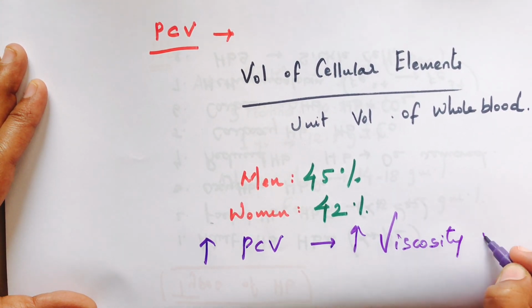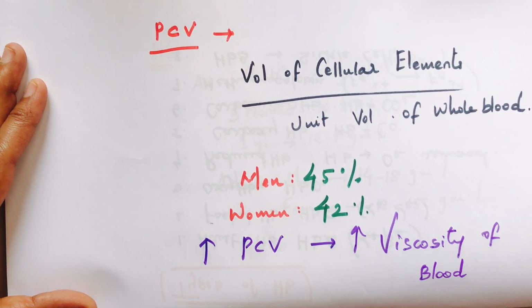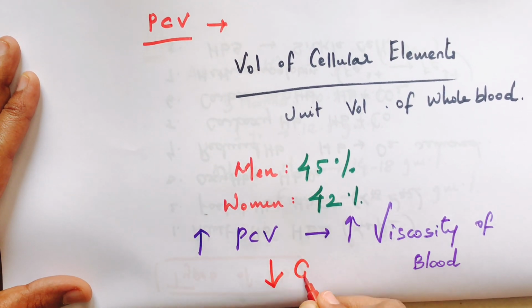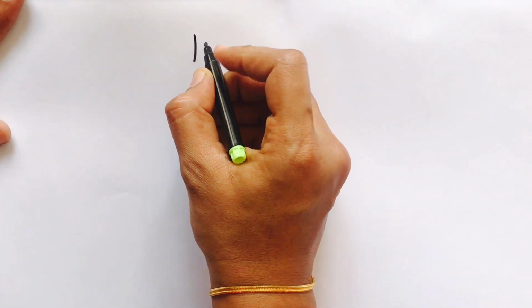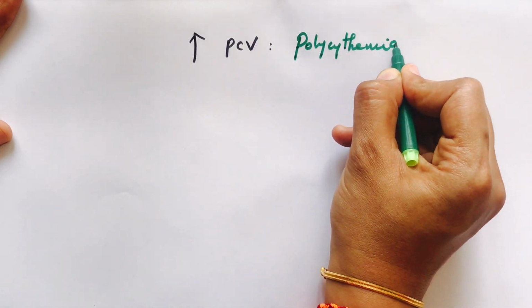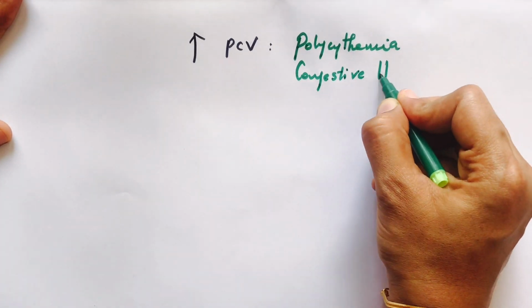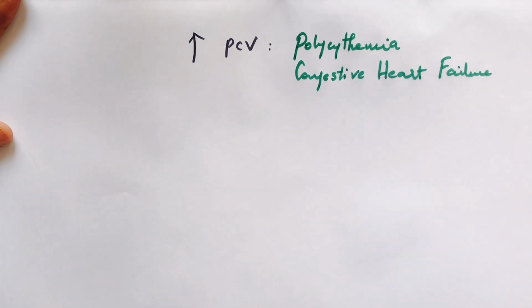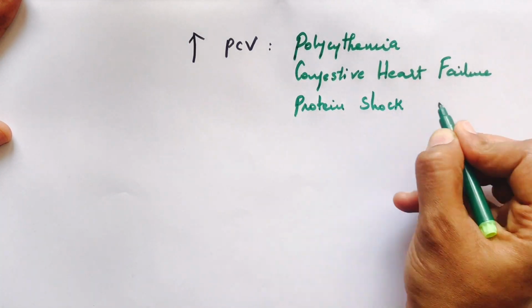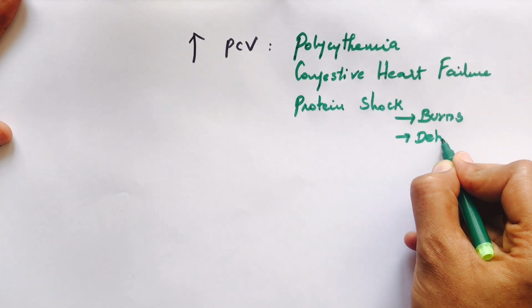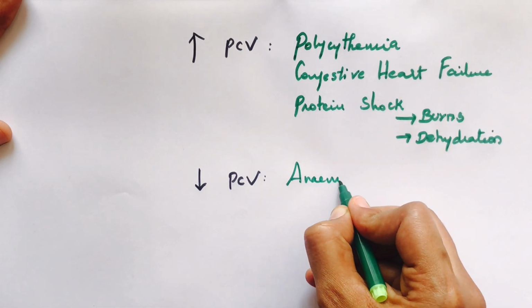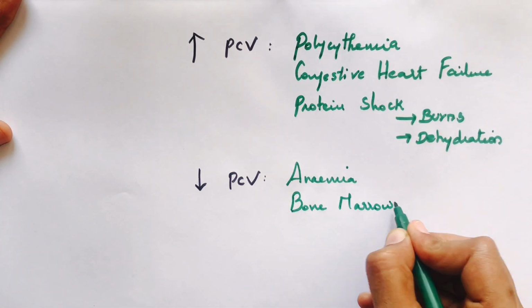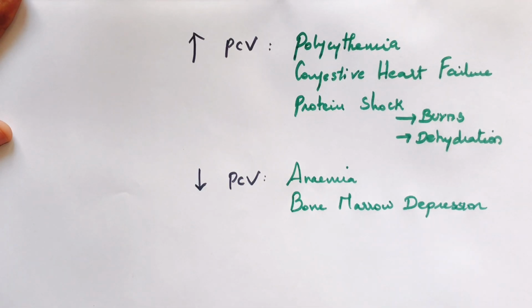So increase in packed cell volume increases the viscosity of blood, and what happens? Eventually there is decrease in blood circulation. So what are the conditions where PCV is increased? It is increased in polycythemia, where there is increased Rbc count, congestive heart failure, shock conditions like burns, dehydration, and it is reduced in anemia, bone marrow depression.